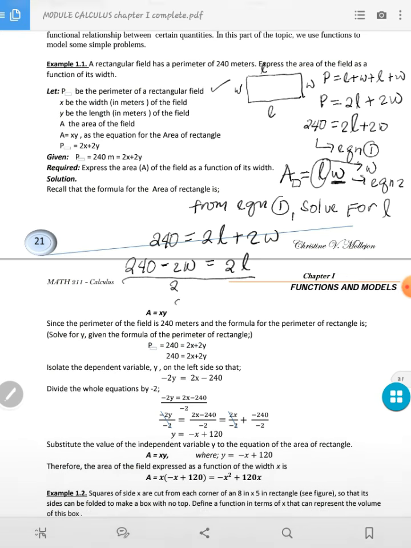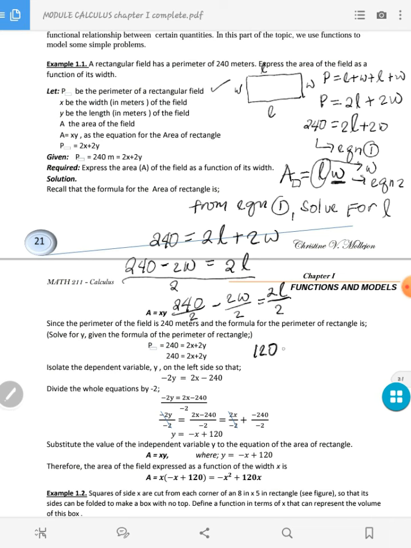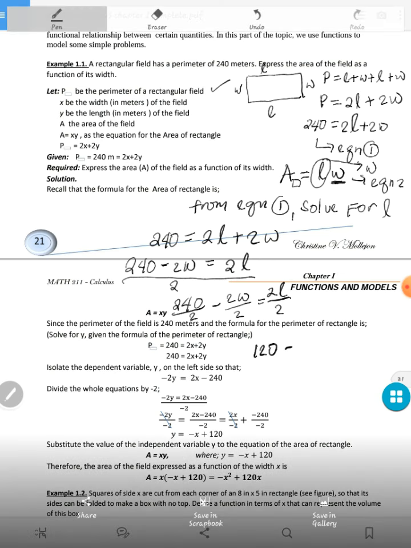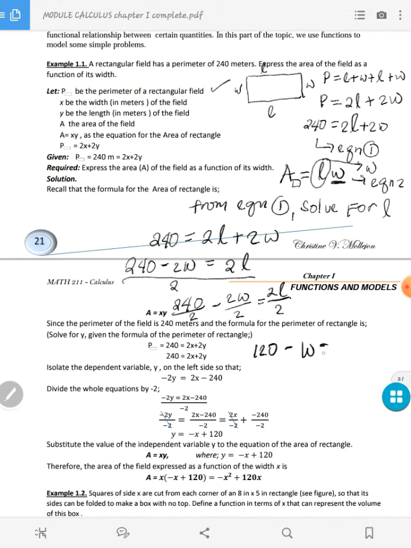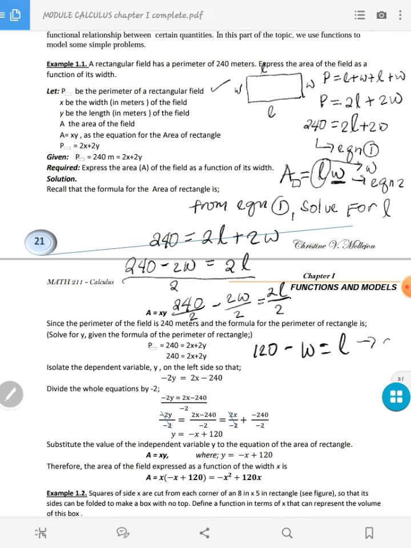So we have 240 divided by 2 minus 2 width divided by 2, and 2 length divided by 2. So 240 divided by 2 is 120, minus width, equal to length. So let this be our equation number 3. Right? 1, 2, this, okay, equation number 3.